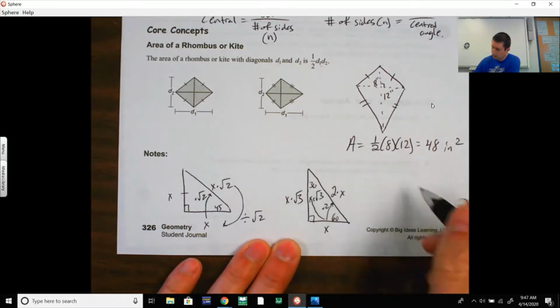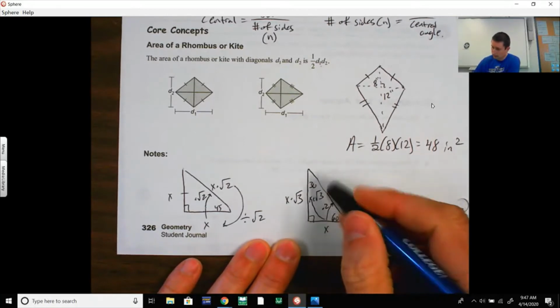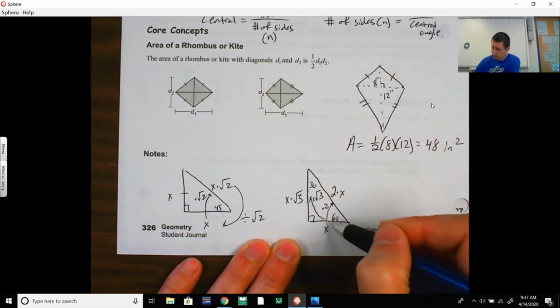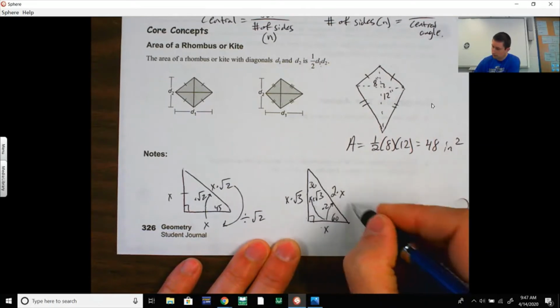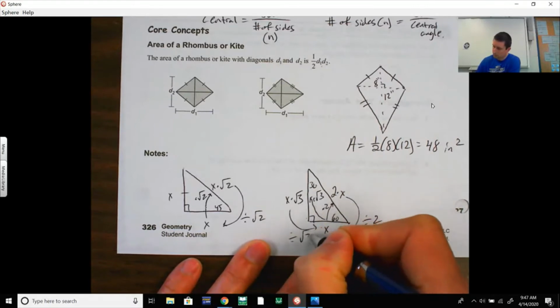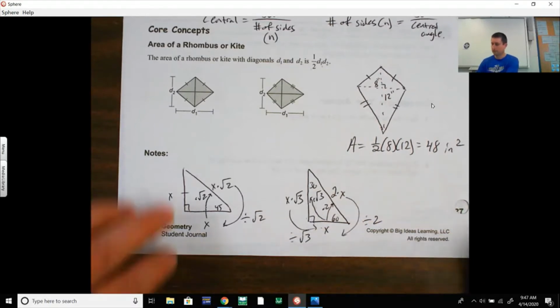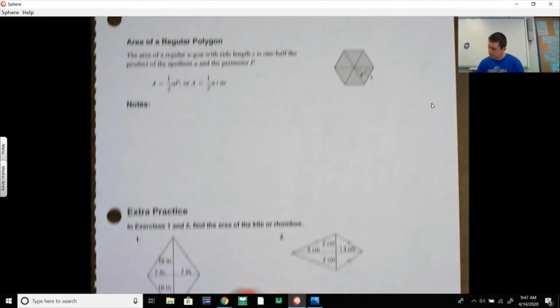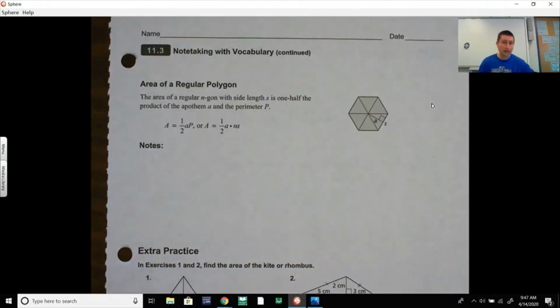Find the longer leg. This is the longer leg opposite to 60. The shorter leg is opposite to 30. Here you're dividing by 2, and here you're dividing by the square root of 3. Okay. Hopefully you still have those notes. That comes around. Okay. Here's your formula for the area of a regular polygon.